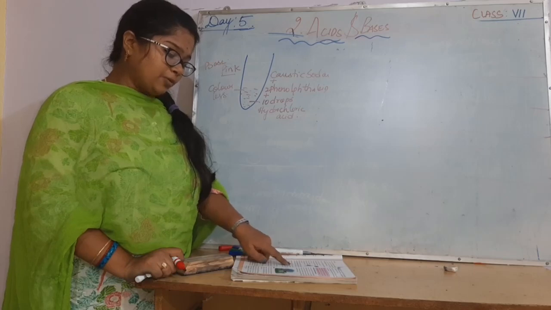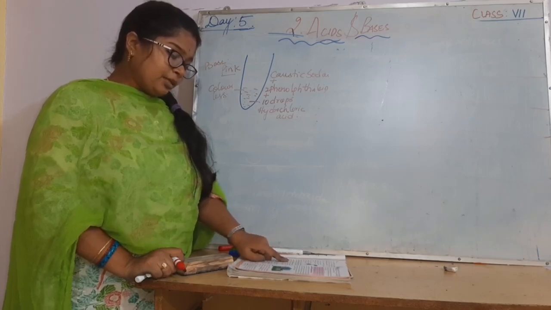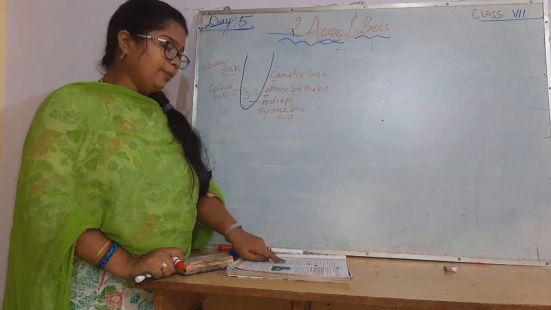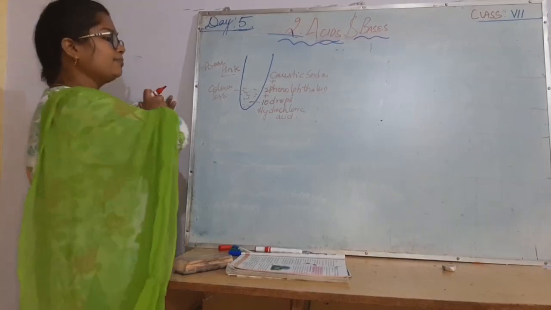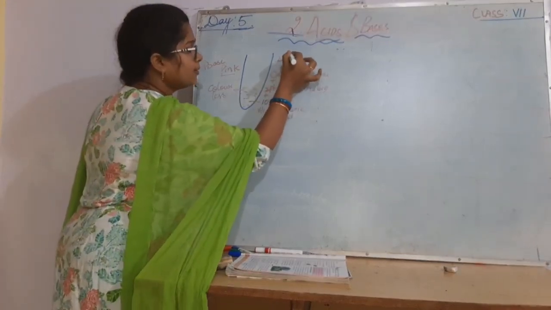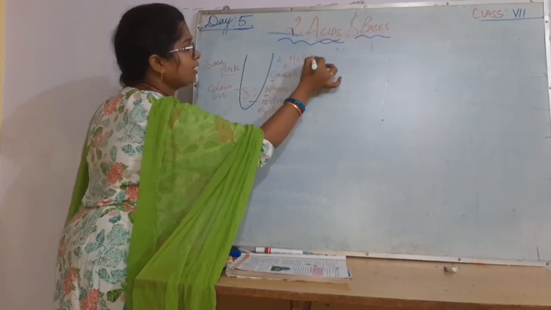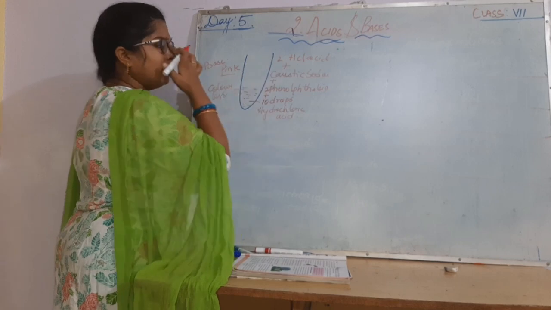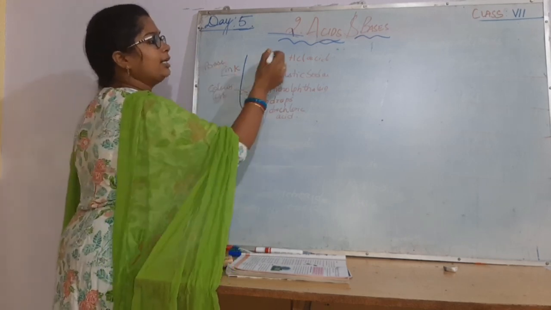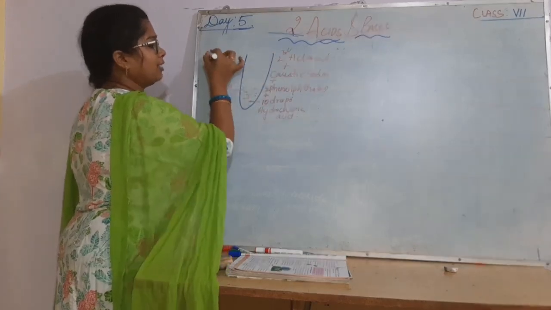Add 1 drop of hydrochloric acid and see if it changes back to its original colorless state. If not, then add drop by drop. Next, add 2 drops of hydrochloric acid. HCl means hydrochloric acid, and stir it well. If this pink color changes to colorless, okay. If not, add 3 drops. If not, add 4 drops till it changes to colorless.